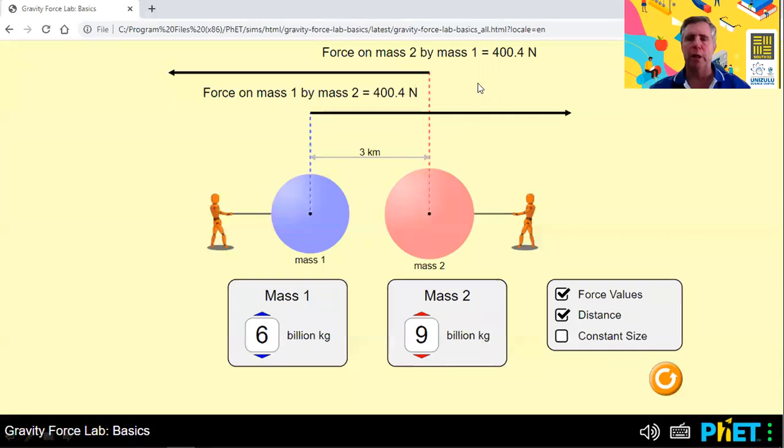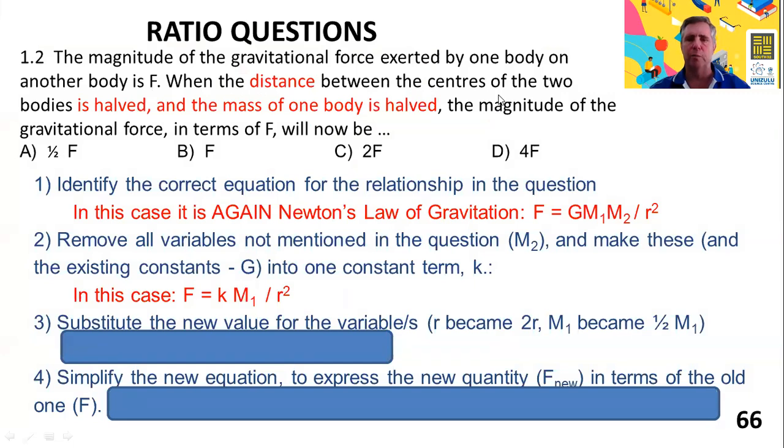Now that was really quite a simple question. Let's look at something a little bit more difficult on the bottom half of page 66. So the same question, but now I've said the distance between the centers is halved and the mass of one body is halved. So instead of doubling the distance, we've halved it. Now you should know as they come closer, the force should get stronger. And the mass of one body is halved, but that should have the effect of making the force less. So what is the combined effect on the magnitude of the gravitational force, again in terms of the original force F?